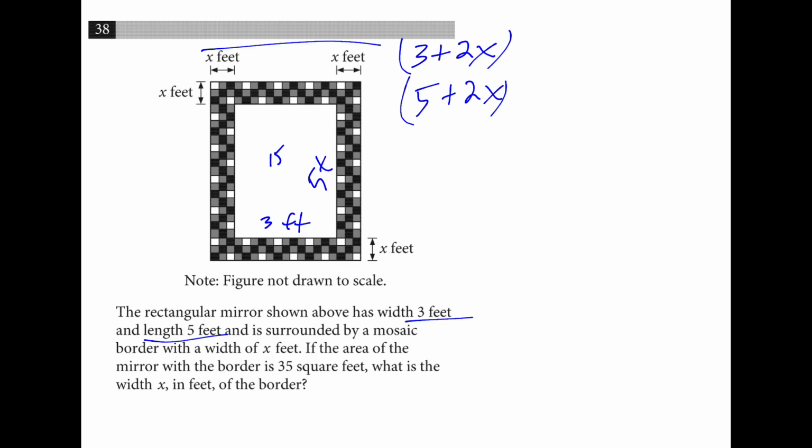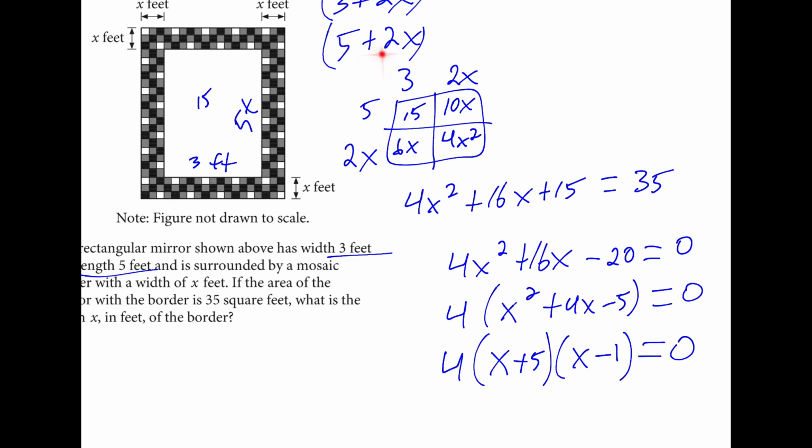Now if we multiply these two, I can multiply those two out using the box method, combine like terms, and remember that I'm adding up to 35 square feet, so I can move that over, factor out a 4, and there's two possible answers. Distances can't be negative, so negative 5 is no good. That means the answer is 1.